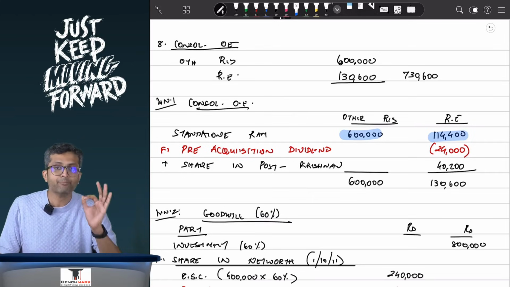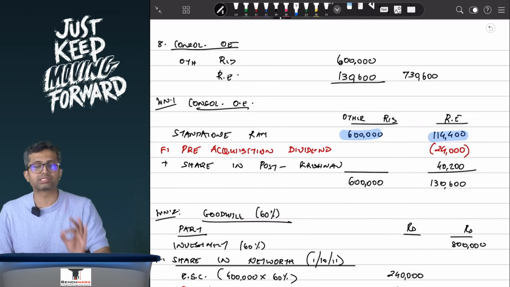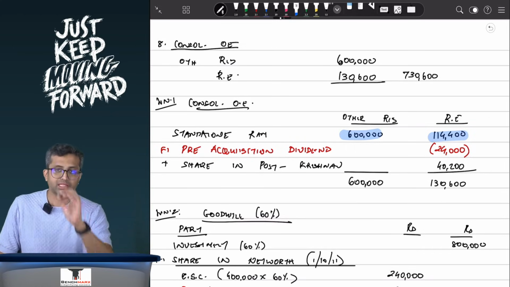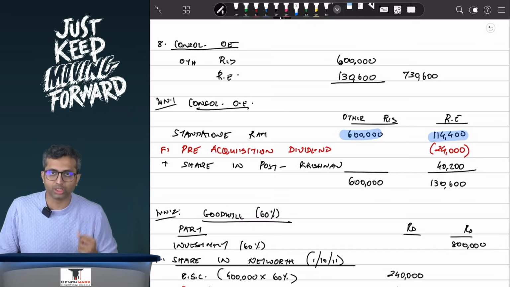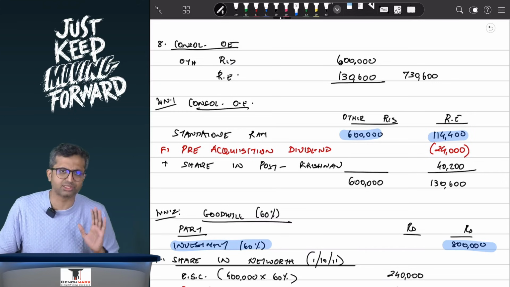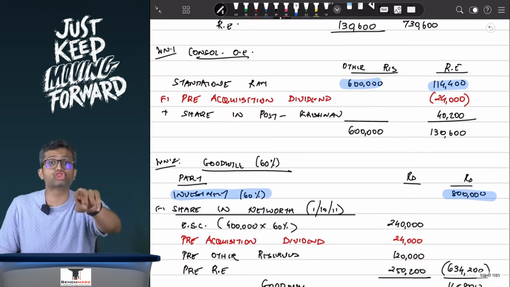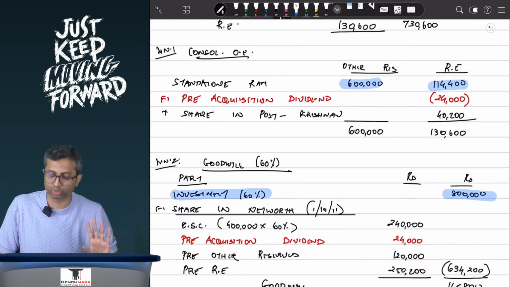Working note 2. Well, is the question telling you how the NCI is to be calculated? No, which means you will assume the NCI is calculated using proportionate net assets, and thereby the goodwill that you calculate will be partial goodwill. Here you will take the investment. So this will be the investment for a 60% stake. This is 8 lakhs. Because it is partial goodwill, you can directly subtract the share in the net worth on 1st October.